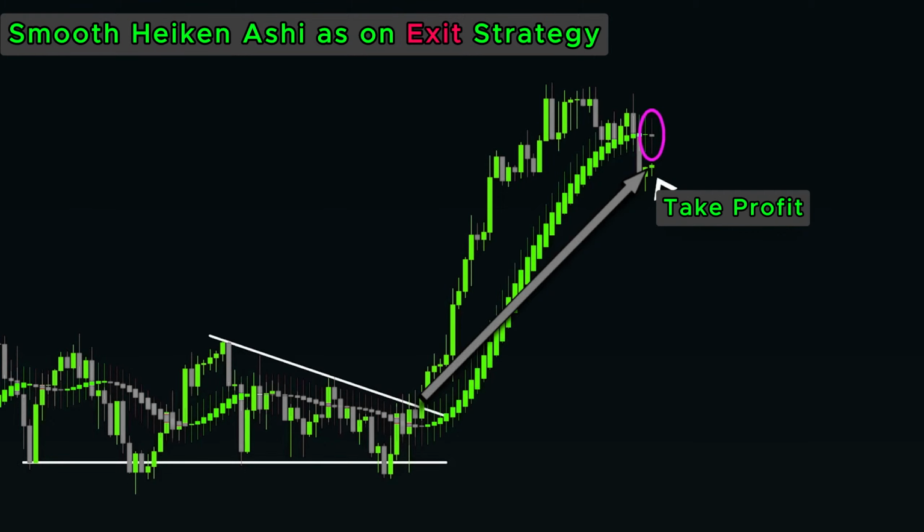So those are a couple of ways that you can implement this smooth Heiken Ashi indicator onto your trading strategy.